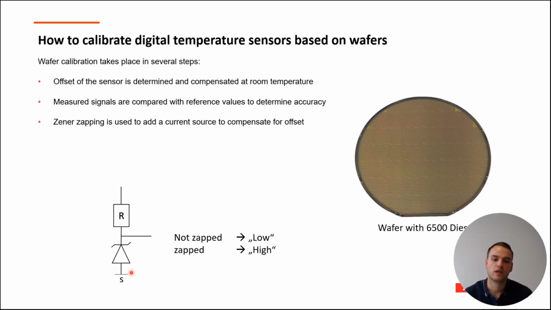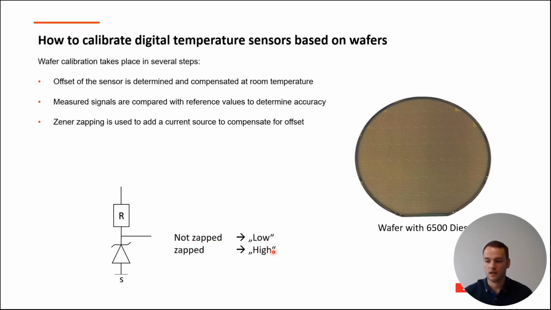If we are not zapping the Zener diode, then it has a really high resistance, which means that the current is flowing to the right, and the signal on the bottom is low. But if we are zapping the Zener diode, then the Zener diode will have a short circuit, which means that it has a really low resistance, and the current is flowing to the bottom, which means that we have a signal high, which you can see here. Not zapped equals low, zapped equals high.